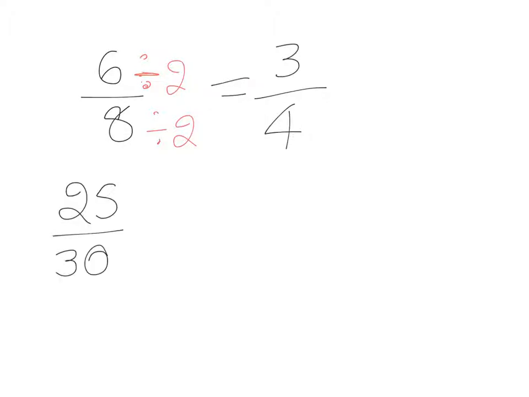So what about this one? 25 over 30. So 25 and 30, they can both be divided by 5. So that's what we're going to do. So divide by 5, divide by 5. So 25 divided by 5 is 5. 30 divided by 5 is 6. 5 and 6 can't be divided by anything else, so that's that one finished.